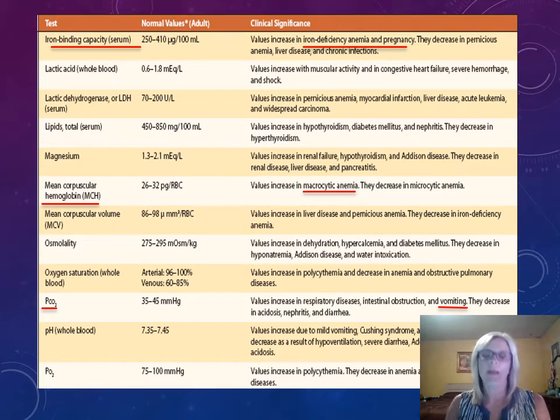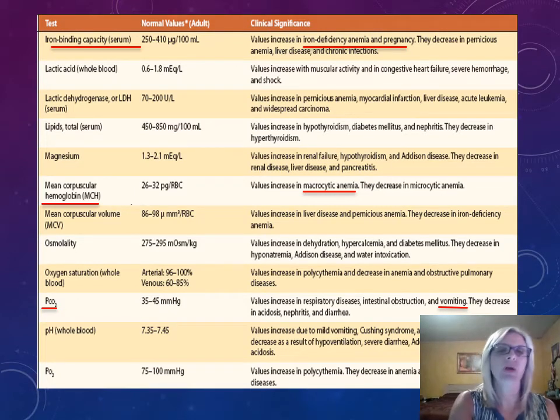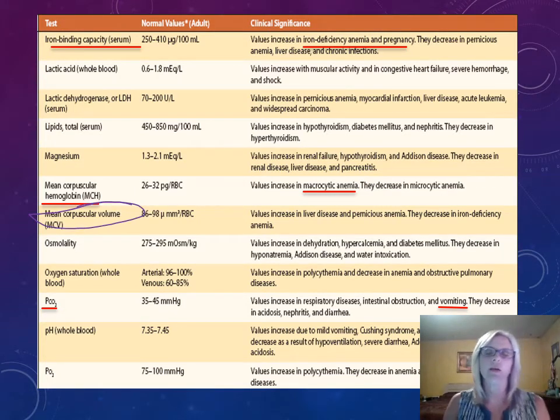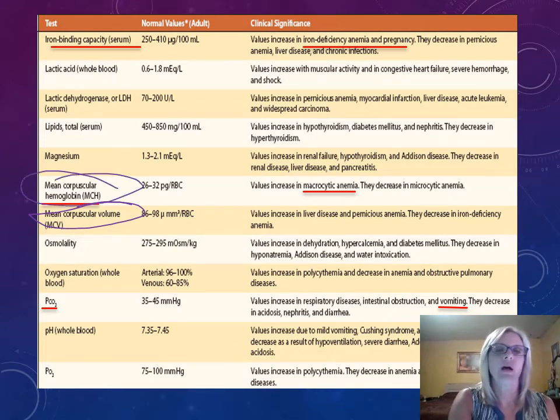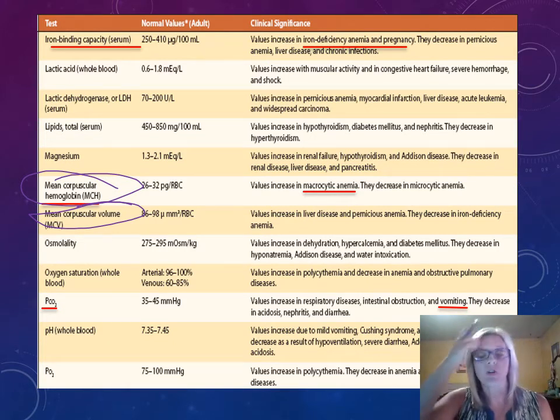Microcytic anemia, micro meaning small, is the presence of small, often hypochromic red blood cells. Hypo means below, and chromic refers to color. So these will be small, pale red blood cells, and these will usually have a low MCV, mean corpuscular volume. So for microcytic anemia, you would look at mean corpuscular volume. For macrocytic anemia, you would look at mean corpuscular hemoglobin, so just a slight difference there.